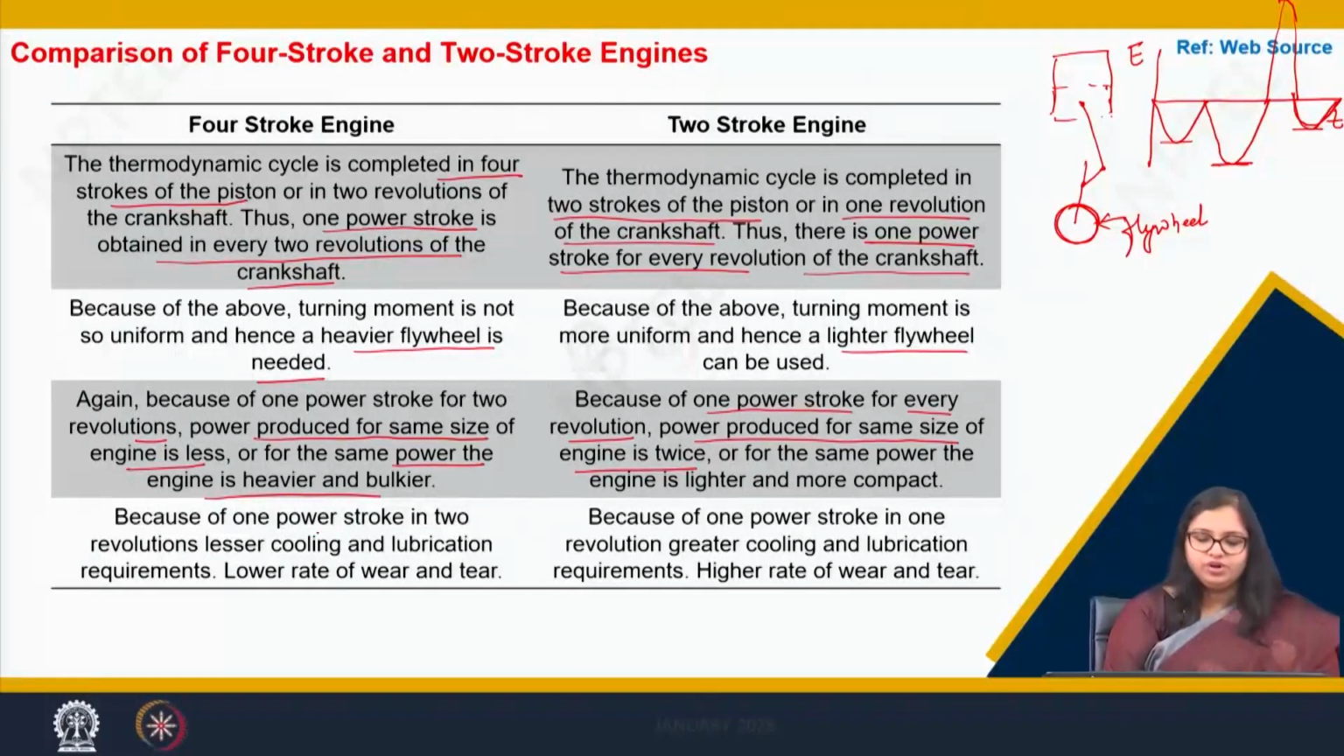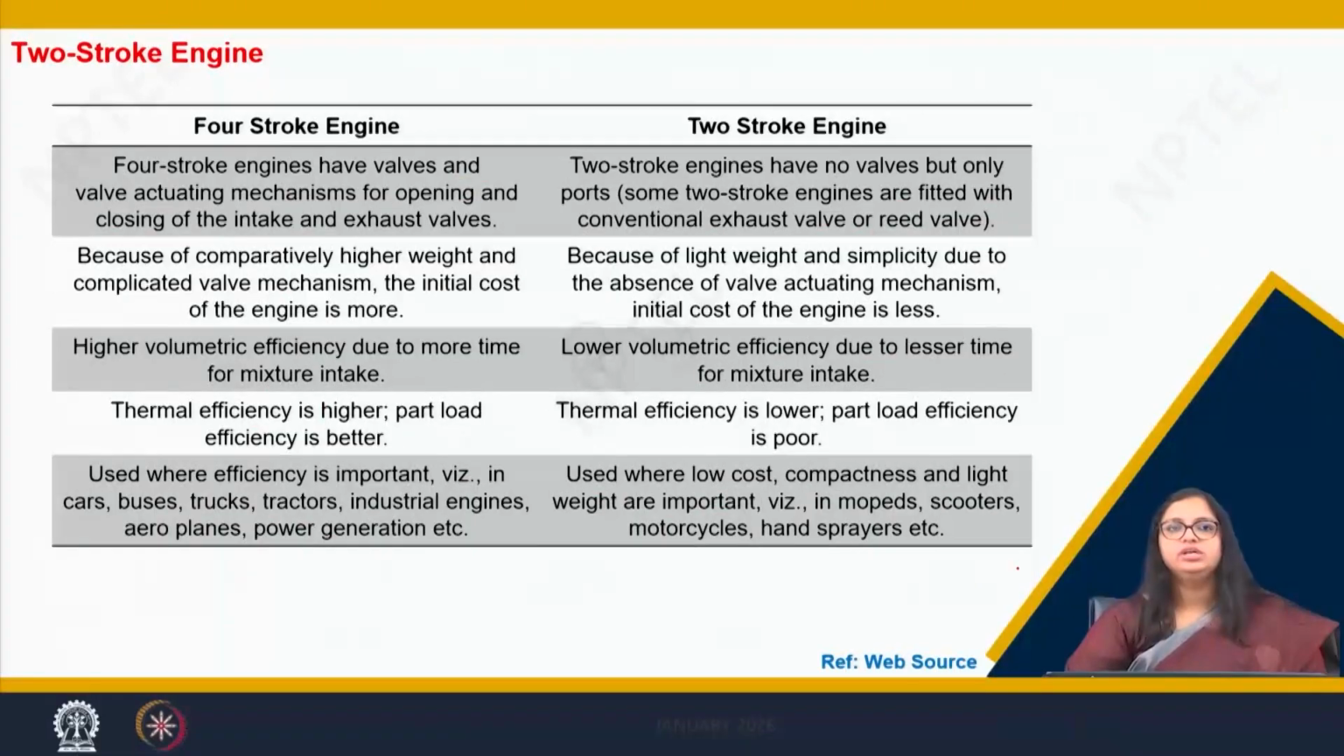Because of 1 power stroke in 2 revolutions, lesser cooling and lubrication is required, because combustion is happening only once in 2 revolutions. So there is a lower rate of wear and tear. However, we do not see the same in a 2-stroke engine. In a 4-stroke engine we have valves, that is the inlet valve and exhaust valve.